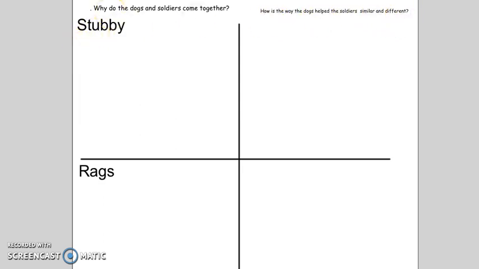This is going to be our active engagement. Go ahead and write a couple of things that you're already finding out about why the dog and the soldiers come together in Stubby. This should take you about 2 minutes to do. You can pause the video and do it. I'm going to continue on to the next part.